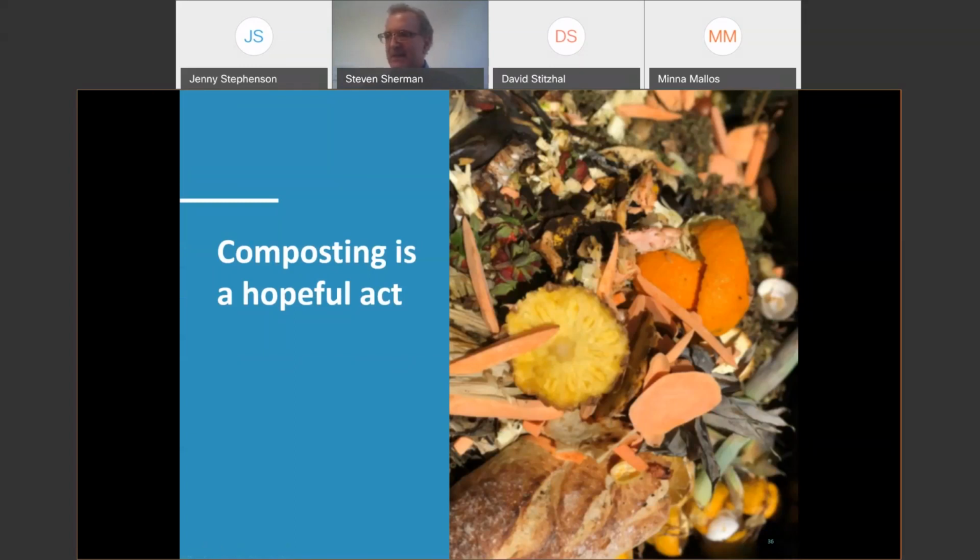I want to emphasize that composting is a forgiving, flexible approach to managing materials on your lands. And fundamentally, I view compost as medicine, and composting, including mulching, is a hopeful, caring act for the future.